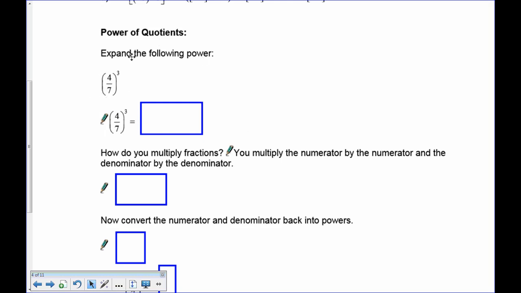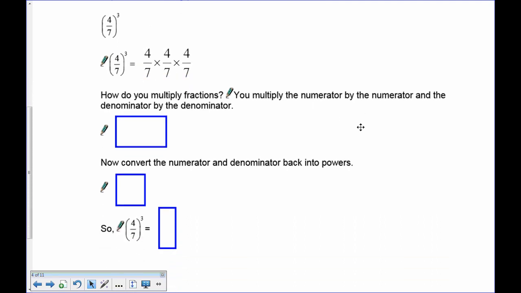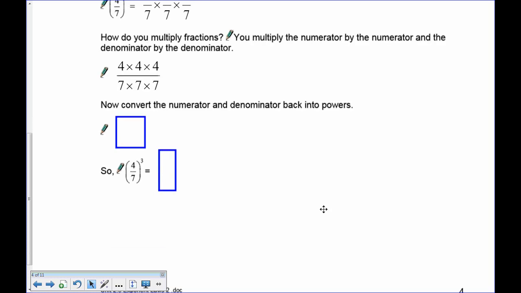So if I have 4 over 7, all raised to the 3, first let's just do this the old way. 4 over 7 raised to the power of 3 means multiply 4 over 7 by itself 3 times. Now, if you remember how to multiply fractions, you multiply the numerator by the numerator and the denominator by the denominator. So this turns into 4 times 4 times 4 over 7 times 7 times 7. So now, let's convert the numerator and the denominator back into powers. There's 4 here, and 4 here, being 3. That means the base is 4 multiplied by itself 3 times. That gives us 4 to the 3. Here the base is 7. You're multiplying it by itself 3 times, so that gives you 7 to the 3.